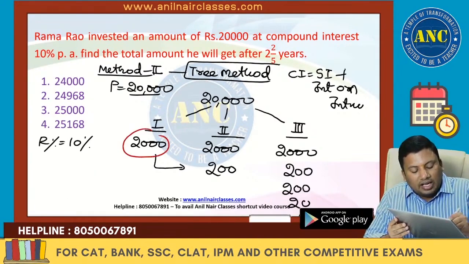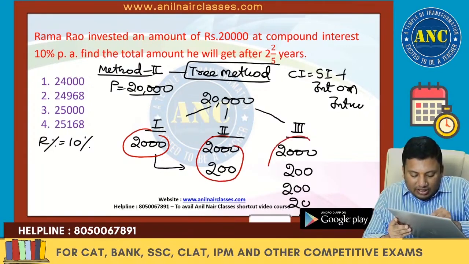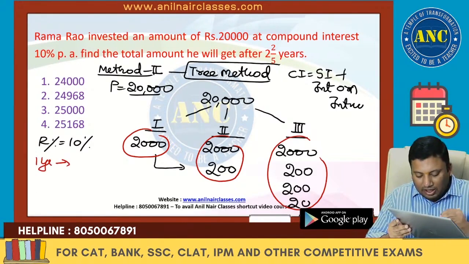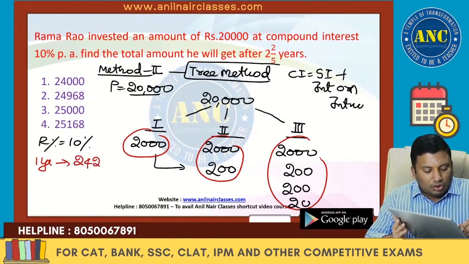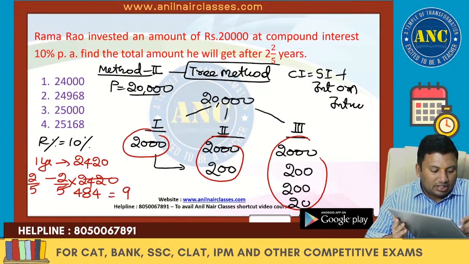These for the entire first year, these for the entire second year, these entire for the third year. Total for 1 year, the value is nothing but 200 plus 200, 400, 420. It is 2420. But I require for 2/5 of a year. So it is 2 by 5 into 2420, which is nothing but 968.